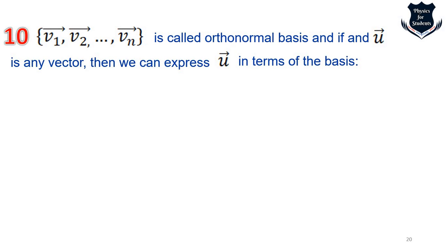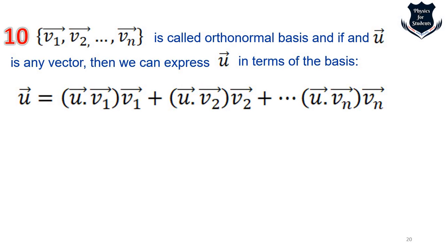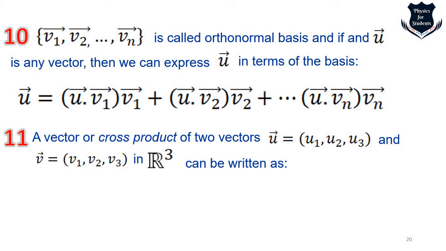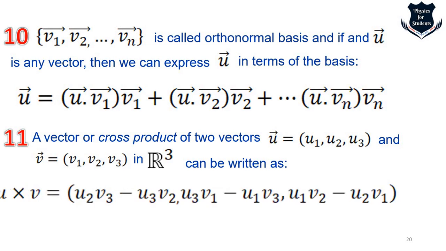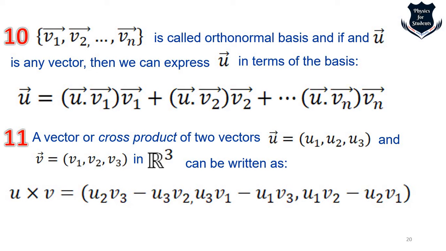If v1 and v2 is an orthonormal basis, and u is any vector, then we can express u in terms of the basis, which is this expression. I think that is quite common. You might have seen it in tensors, and linear algebra in general deals with this. And the cross product of two vectors u and v in R3 can be written as this, u multiplied by v. So these are just a few basics.